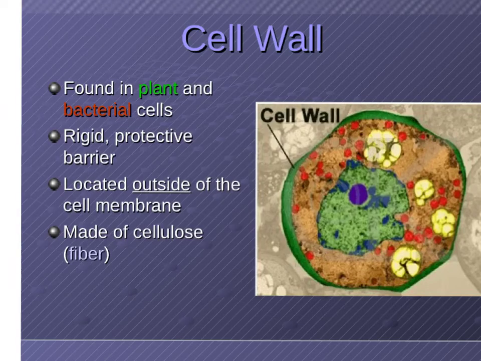Finally, you have your cell wall. They're found in plant cells and bacterial cells. The type of cell wall, peptidoglycan, determines if you're archaebacteria, like they are, or eubacteria. They have a rigid protective barrier. Plant cells can't move, so you want to make sure that they have a solid structure on the outside. It's outside of the cell membrane.